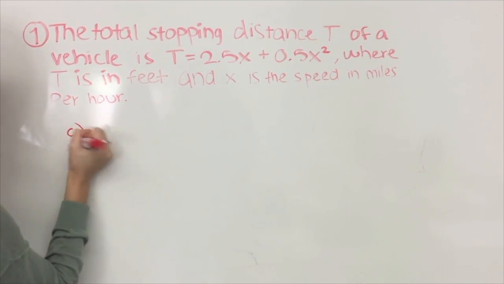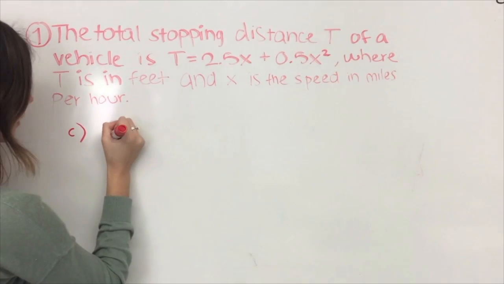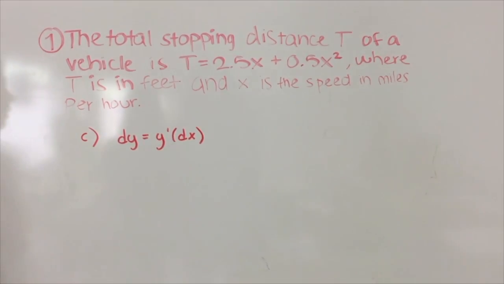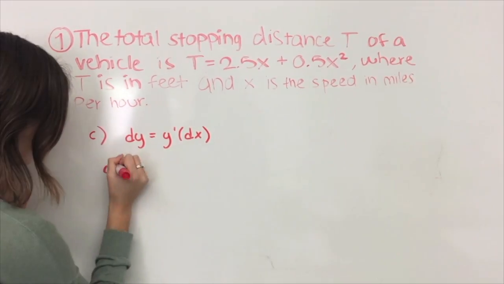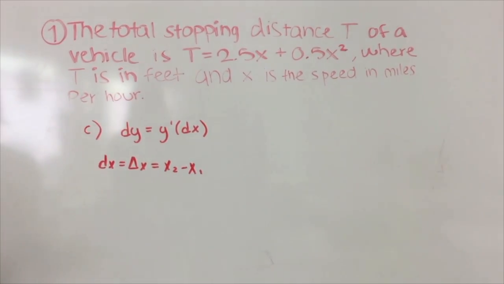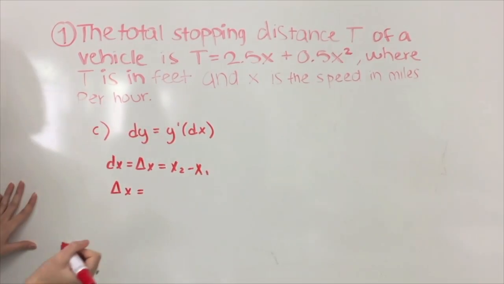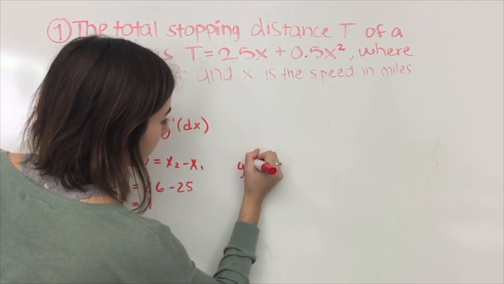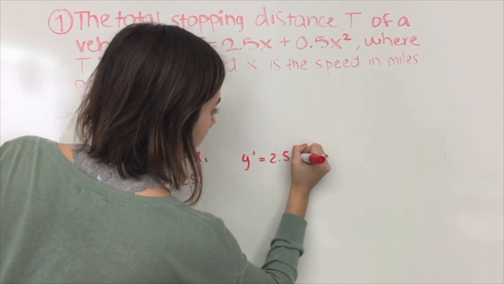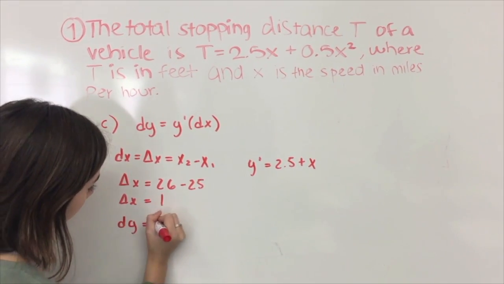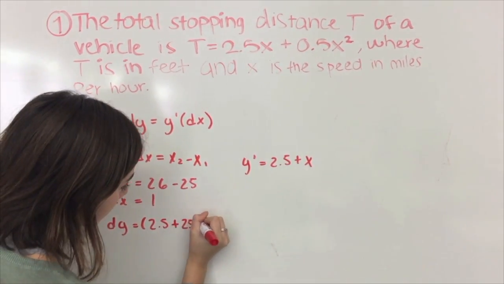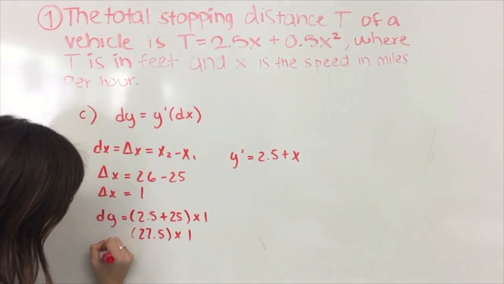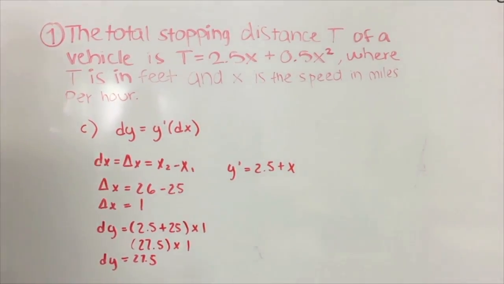To approximate the change and percent change in total stopping distance as speed changes from x equals 25 to x equals 26 miles per hour, you have to follow these formulas. dy equals y prime times dx, where dx equals delta x, which is x2 minus x1. In this case, delta x would be 26 minus 25, which equals 1. After this, you have to solve for y prime, which would be 2.5 plus x. Substitute in the dy formula, which is y prime times dx. y prime would be 2.5 plus 25, and dx would be 1. The answer should be 27.5.